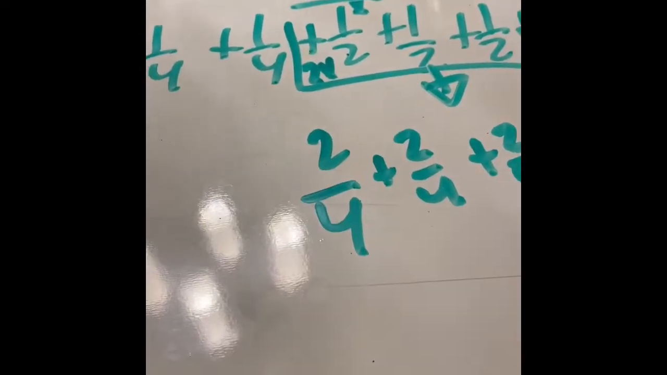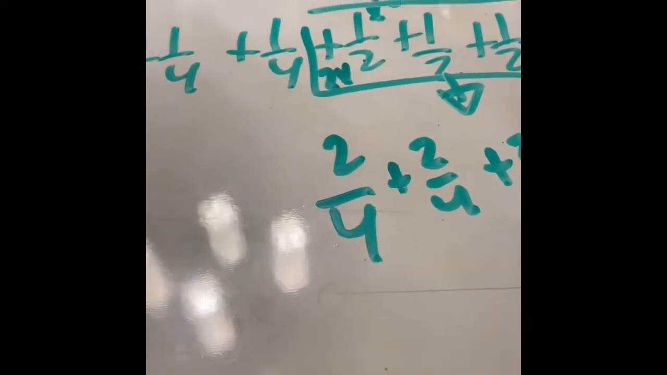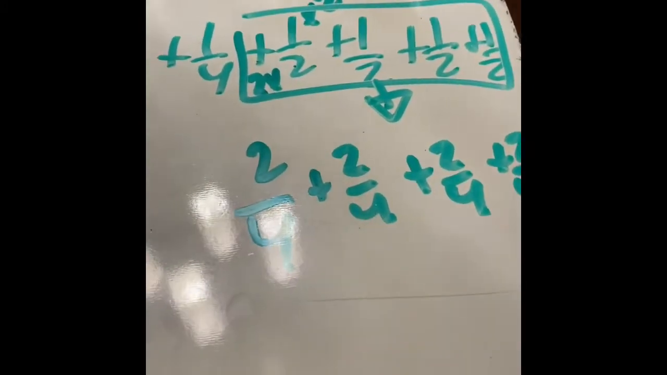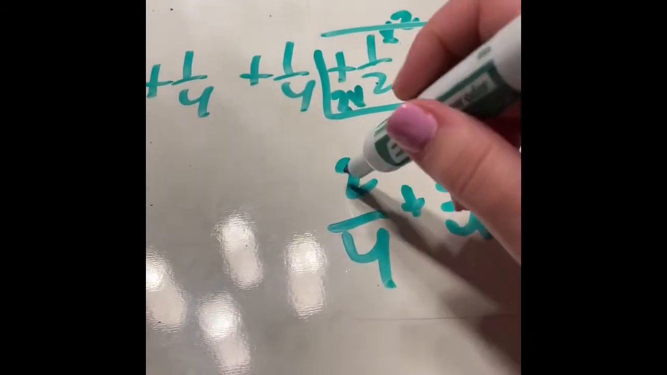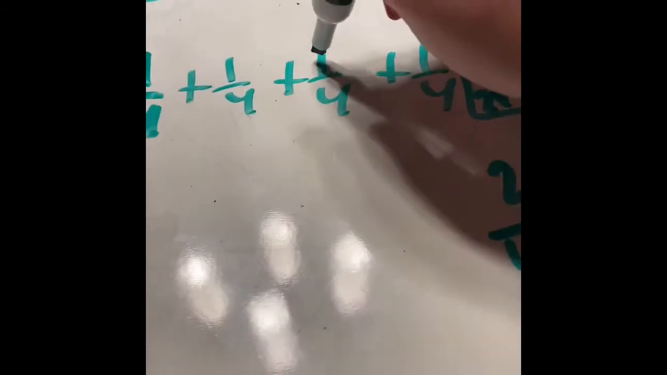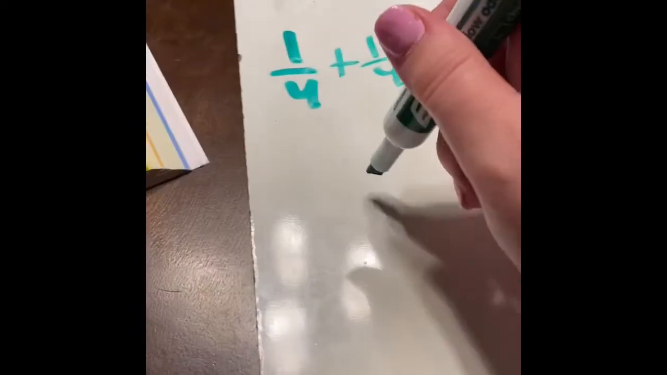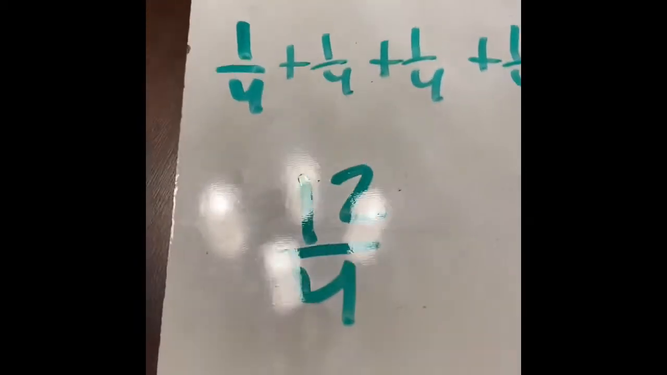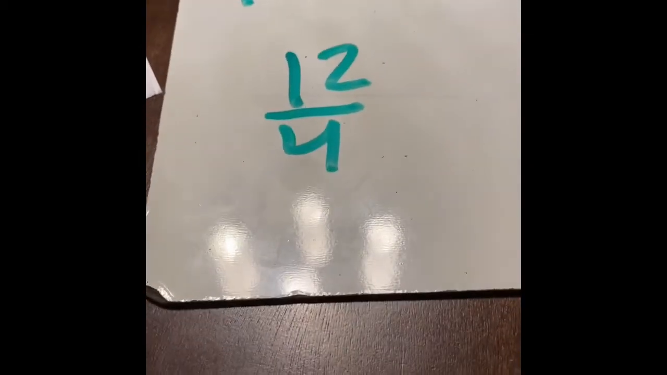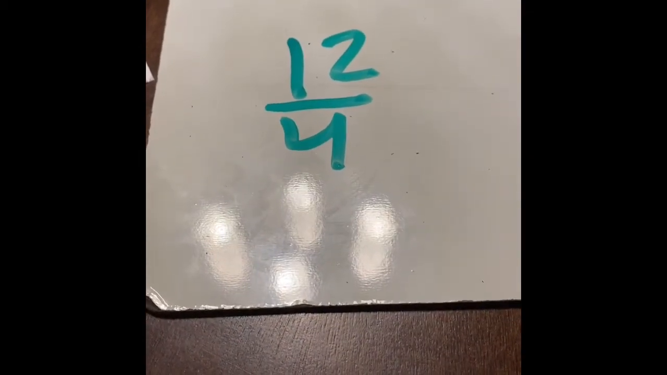So I have 2/4, all these 2/4 because I got them from my line plot. I have all these 2/4 and all these 1/4. 2, 4, 6, 8, 9, 10, 11, 12. So I have 12/4, okay? Now 12/4 is an improper fraction.